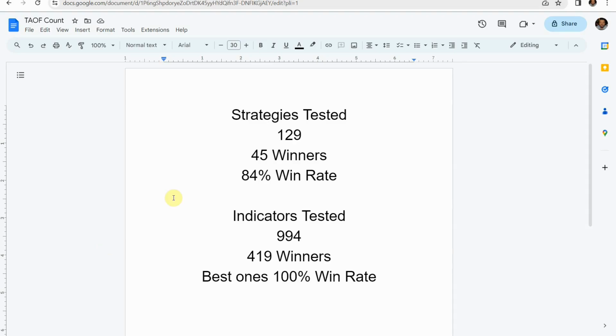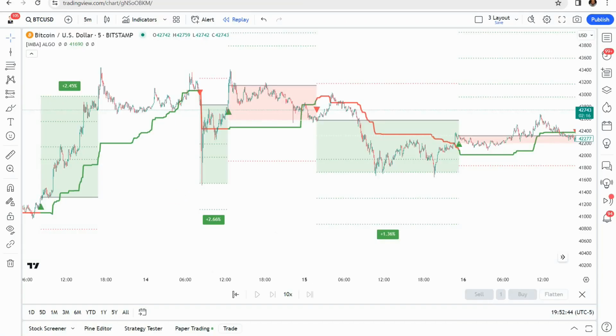We have also tested a total of 994 indicators, with 419 of them being winners. Now keep in mind that we test most of these indicators and strategies on the Forex and crypto market, but they can be applied to just about any market and time frame universally.